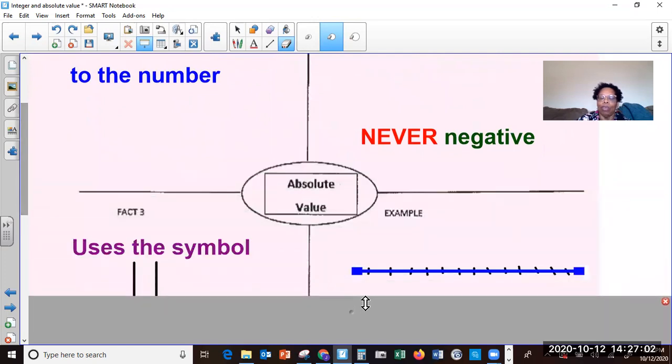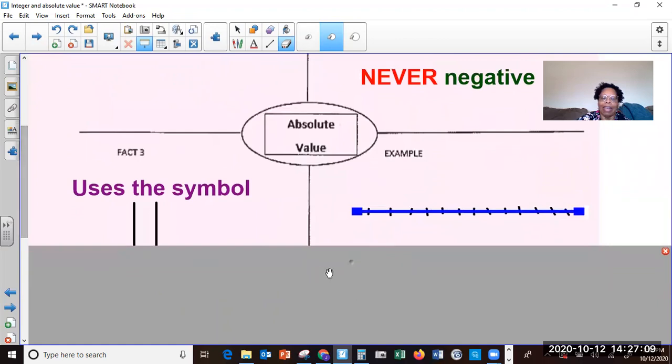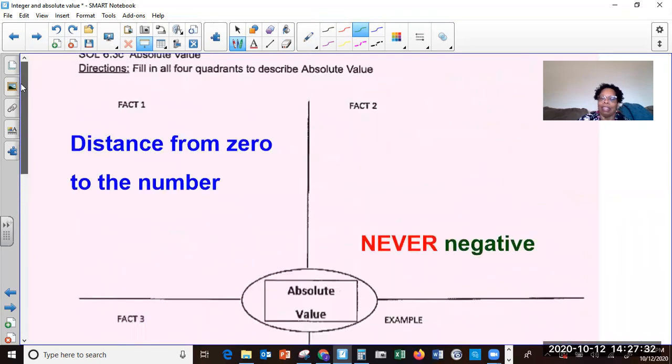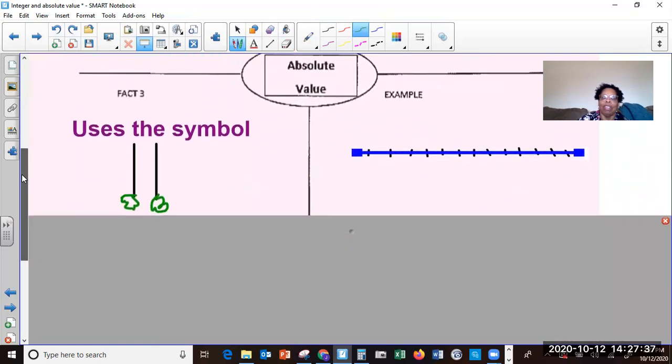And absolute value uses these symbols. I like to call them feet walking, because it helps me to remember that you're walking, there's no negative for absolute value. Okay, so again, it's the distance from 0 to the number. It's never negative, and it uses these symbols.